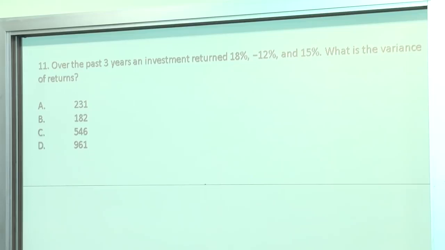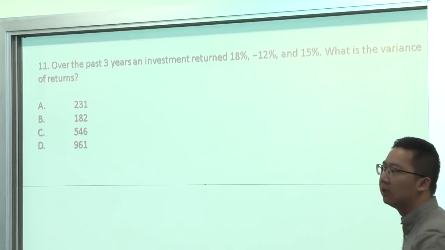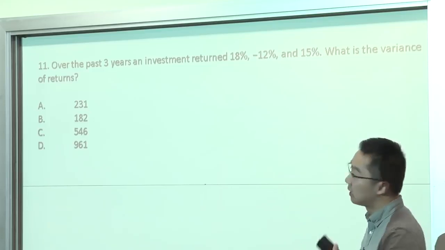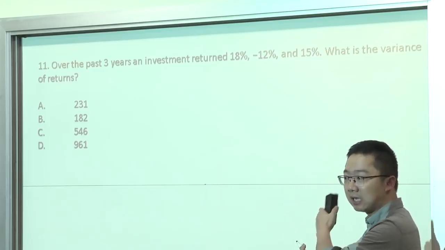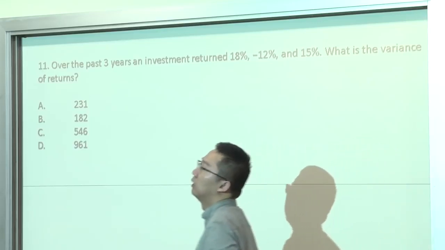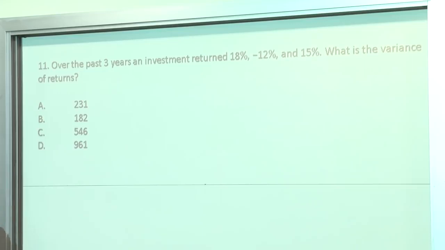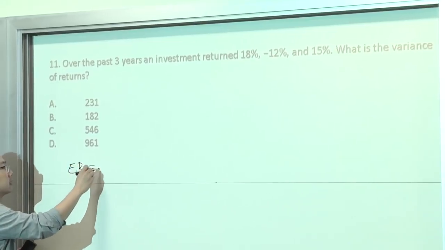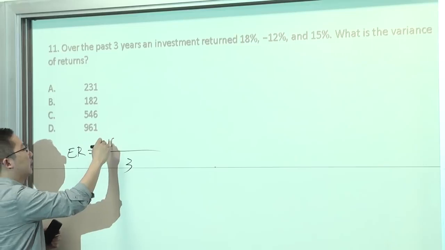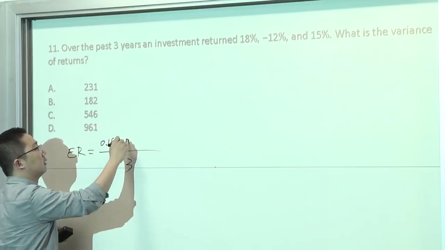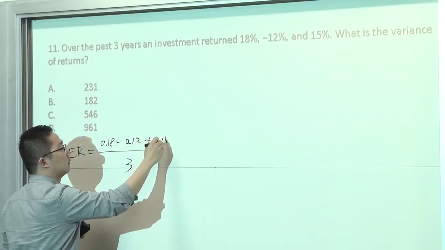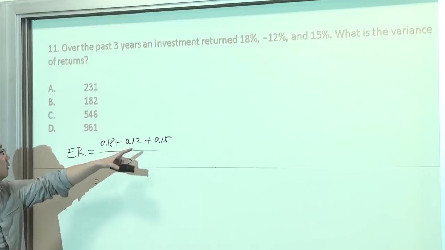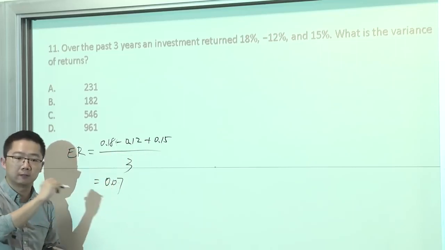Over the past three years, on the investment return, there are three numbers. What is the variance of the returns? To find the variance, we need to first find the mean, the expected return. Expected return is the weighted average return weighted by the probability. But these three are the returns from three years, so they have the same probability. Each of them happens only once, one third of the total number of observations. So it's easy to find the expected return: something divided by 3, 18 plus minus 12 plus 15, that's 21 over 3, 7%, right? 7% expected return.